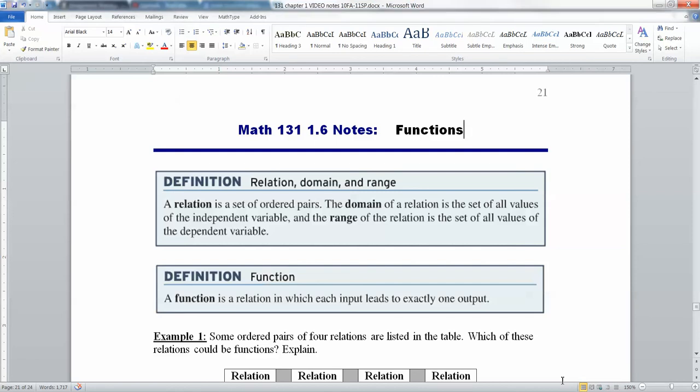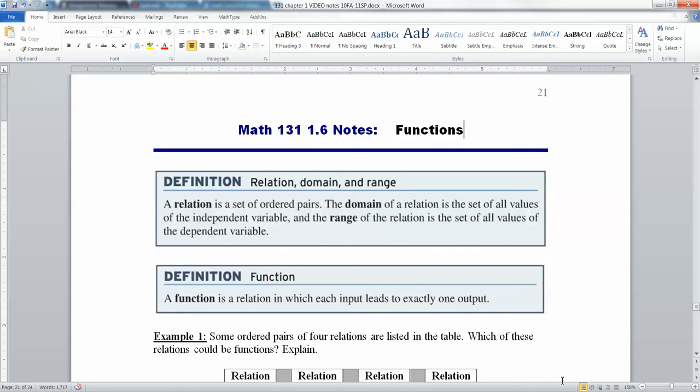Moving into section 1.6, 1.6 is particularly interested in functions. Functions are a really, really big deal in algebra. So let's look over some definitions, shall we? A relation is a set of ordered pairs. So any collection of points, lines, graphs, all good, right? Anything can be a relation.